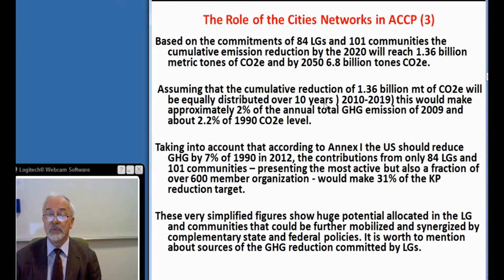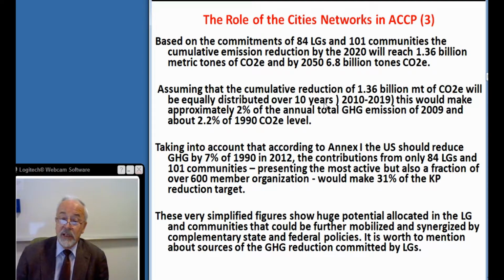Another network is the, by the way, this working network was good enough to get support also from some foundations, including the Clinton Foundation. I will talk briefly, but in general, they had the targets to reduce by 2020 1.36 billion metric tons of emissions, and by 2050, 6.8. What does it mean? It means that if we achieve these goals, we will stay within the relatively secure margin of a 2% increase of the average world temperature.